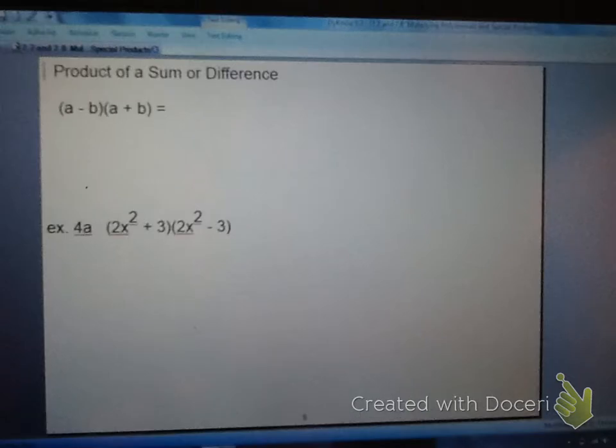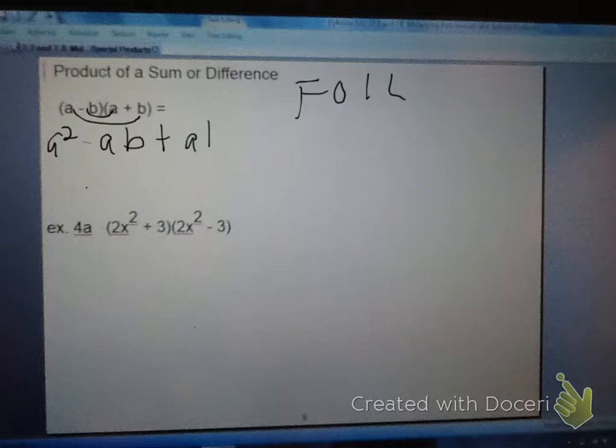The product of a sum or difference. When you have two identical binomials, but one is positive, one is negative, what happens? Let's go ahead and FOIL this out and see what happens. We get a squared minus ab plus ab minus b squared. The two middle terms go away, so we get a squared minus b squared.